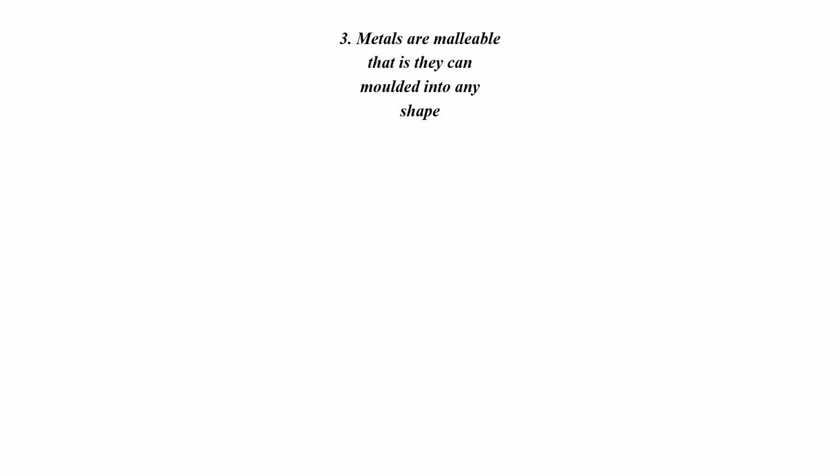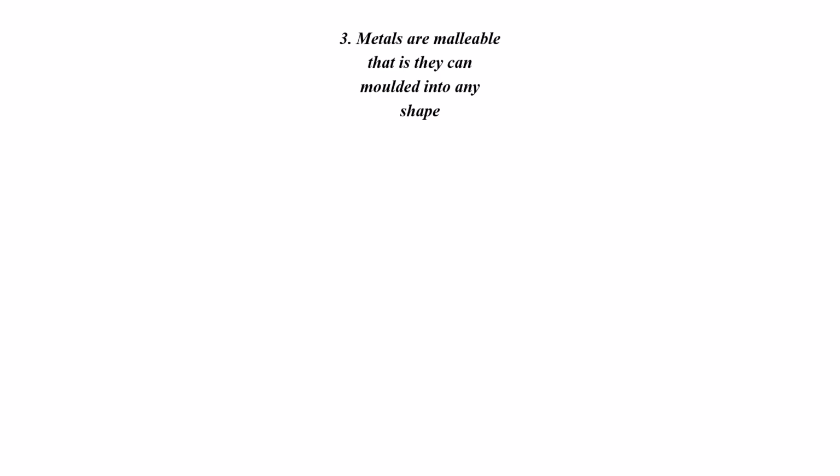The third physical property of metals is that they are malleable. Let us perform this activity to find out. Take pieces of iron, zinc, lead and copper. Place any one metal on a block of iron and strike it 4 or 5 times with a hammer. Repeat with the other metals.